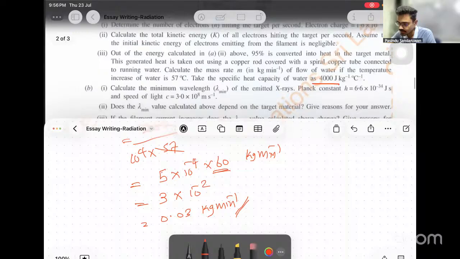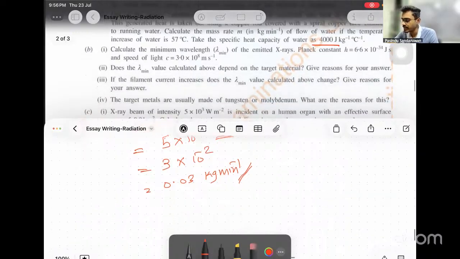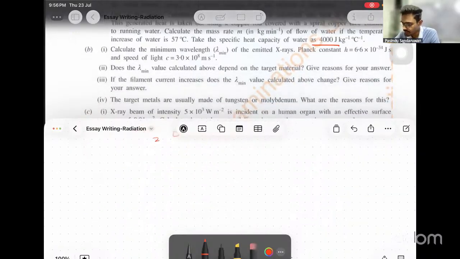Next, part B. Likewise, when a number like 57, that's not a whole number, is given, you should always get an idea that it is given for some reason. So it might be cancelling with a number here. Always simplify with that idea.